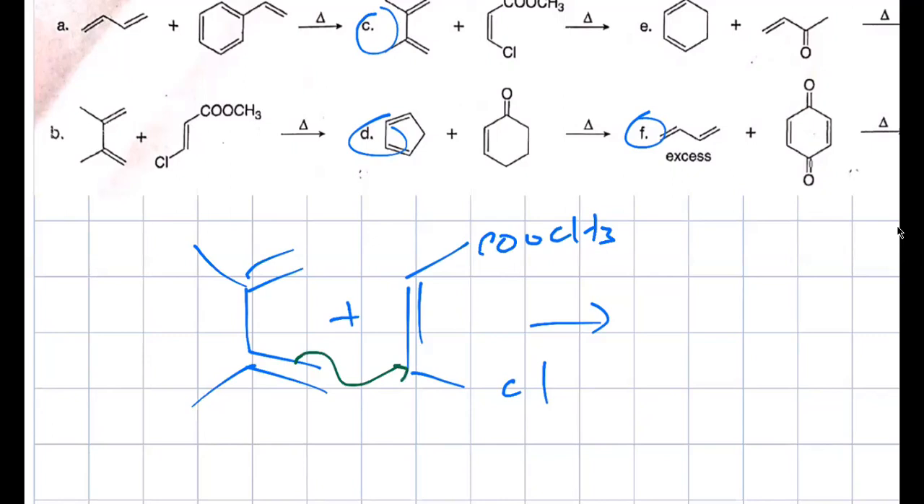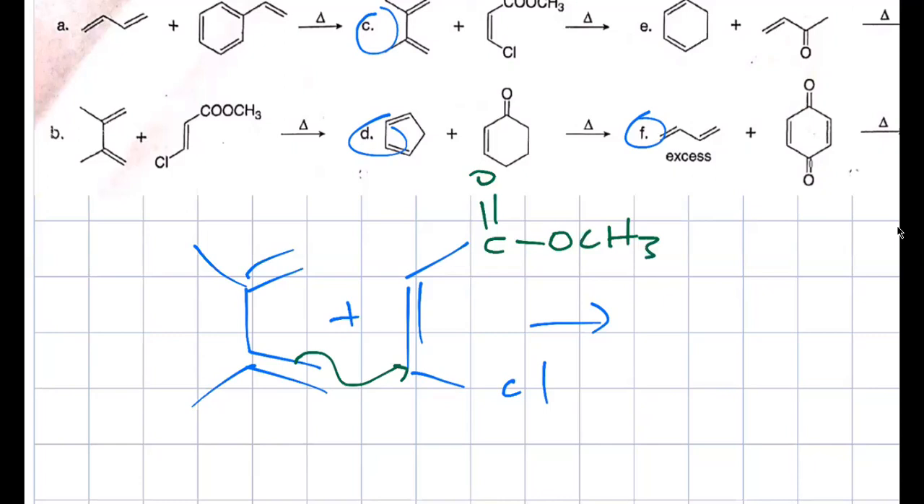Oh, let me ask this question too. So let me draw this out. Because that COOCH3 is the same as this, right? It's an ester. Is an ester an acceptor, do you think? Yeah. Yeah, it is. It's got a carbonyl attached to it. And all carbonyls are acceptors. Some of them are better than others, but they're all acceptors.